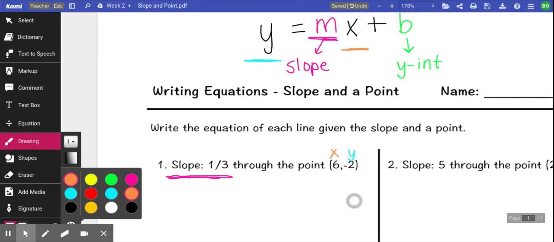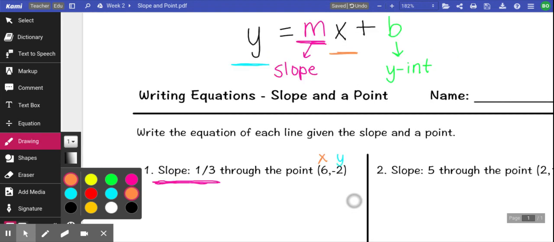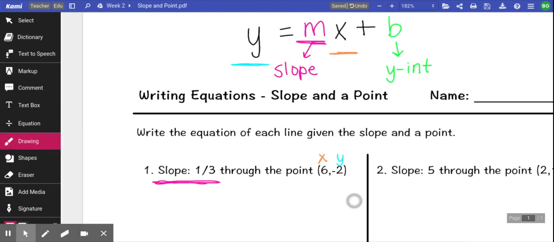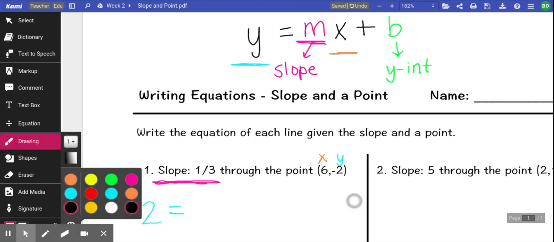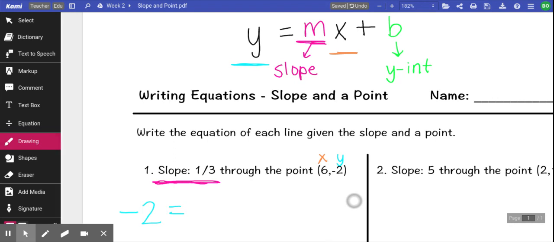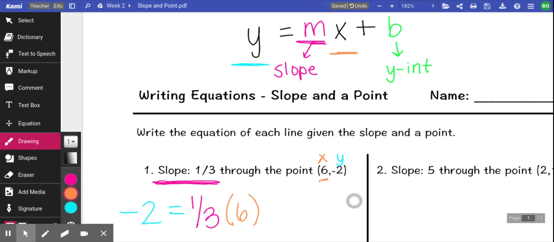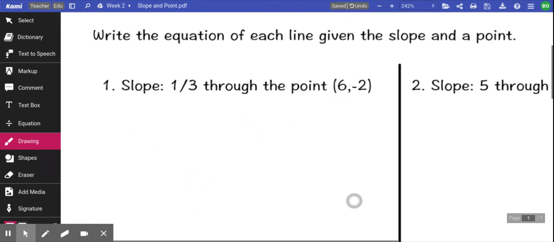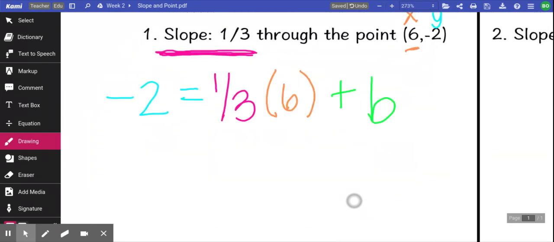So if I'm using my y equals mx plus b from above, y is -2, equals m, which we said is 1/3 from here, and then x from our point over here was 6. And then we don't know what b is, so I'm just going to put plus b at the end, because that's what we're trying to find. So we just need to simplify all of this to solve for b.